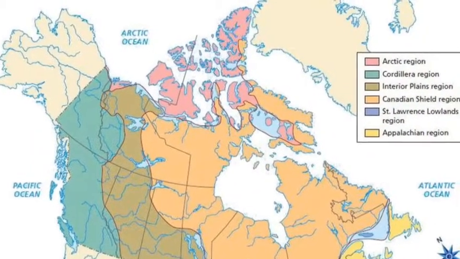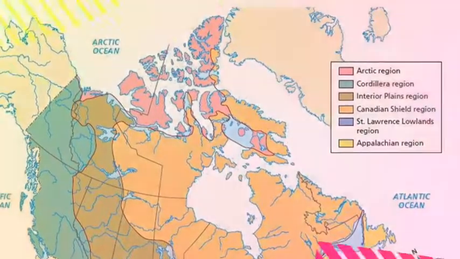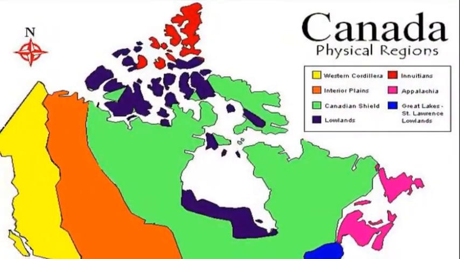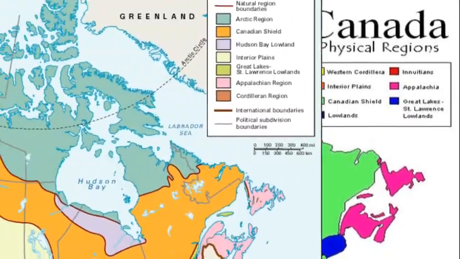We are telling you about the interior plains. In the interior plains, we are going to talk about the location, landform, climate, vegetation, and natural resources. Let's get started. First, let's talk about the location.